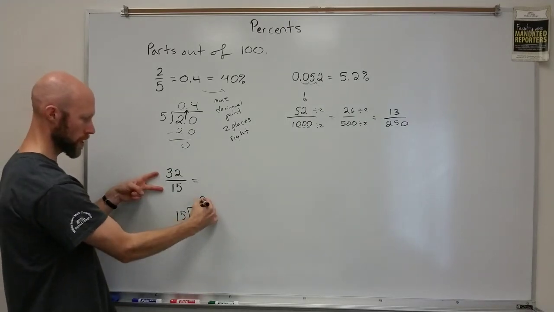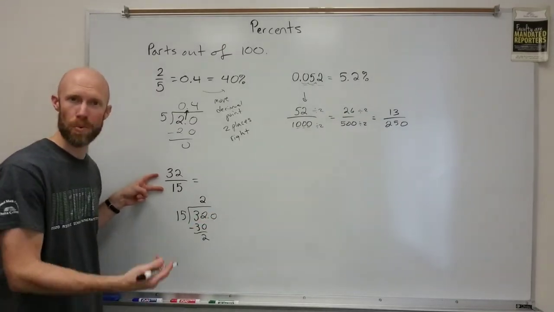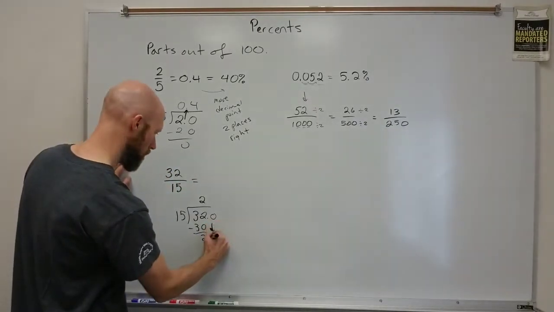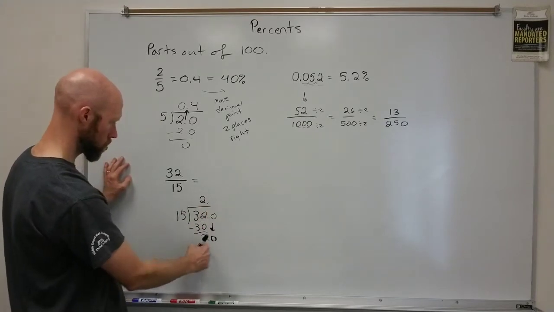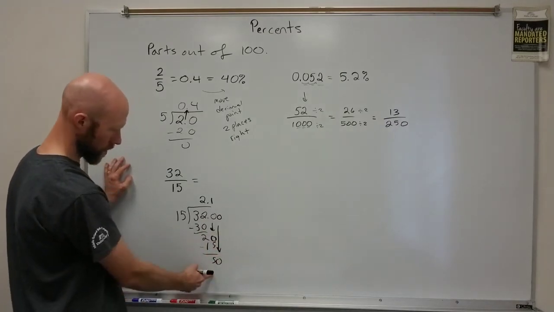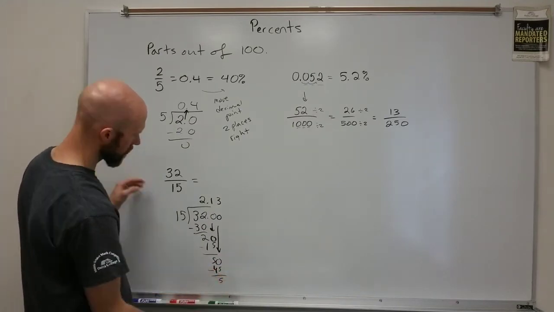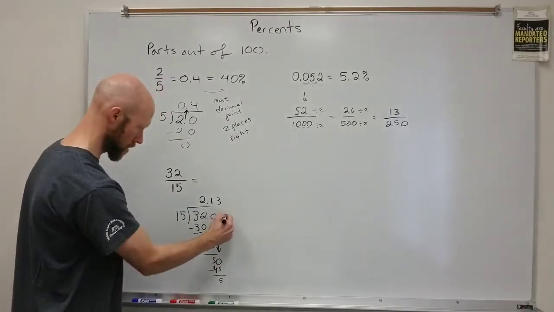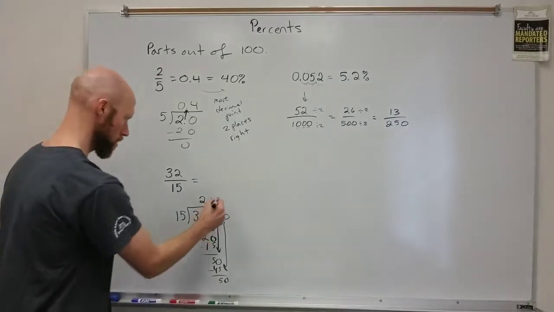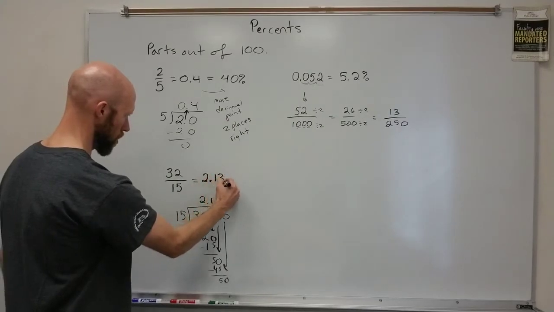15 goes into 32 twice with a remainder of 2, but then I can just keep going until this works out to end. If it does end, and it doesn't actually, it's going to be a repeater. That's okay. 15 goes into 20 once. 1 times 15 is 15. Get a 5, bring down another 0. 15 goes into 53 times. 3 times 15 is 45. And you're going to get a 5 there, and it's going to repeat at that point because I'm just continuing to bring down a 0. Get a 50, 45, 0, 50, 45, and so forth. So that's a repeater on that 3. Okay, so that is 2.1 with a repeating 3.